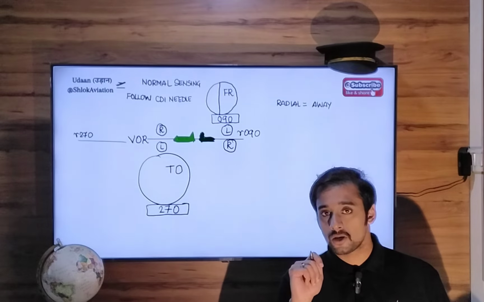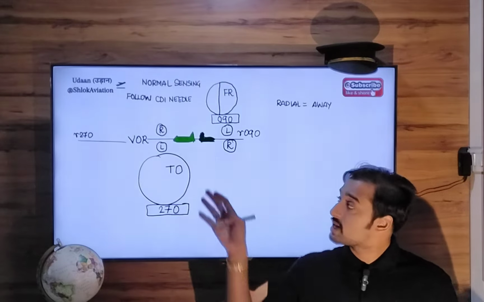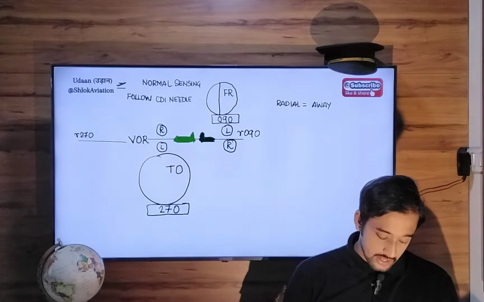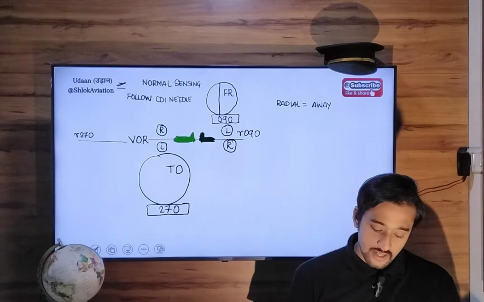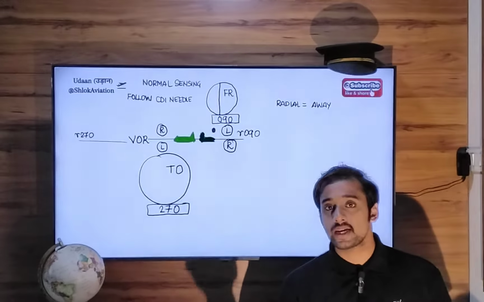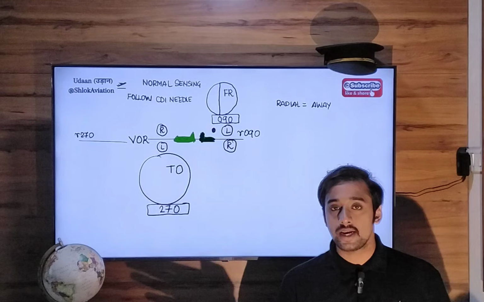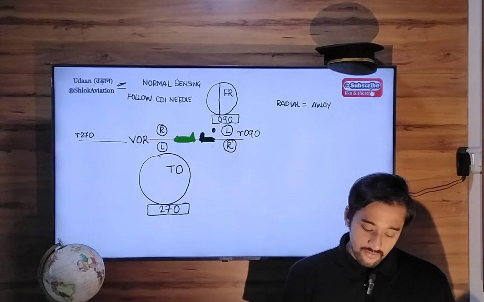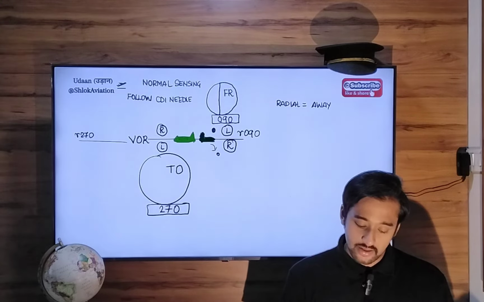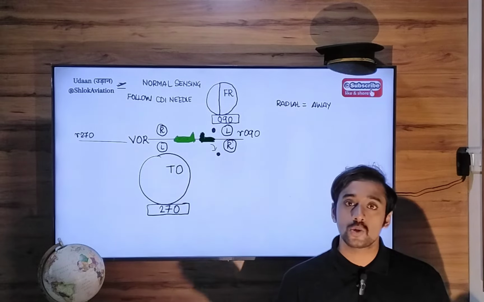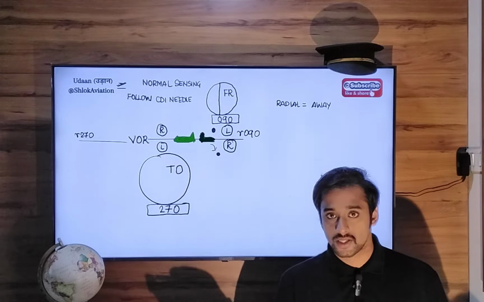So when you're going outbound, and you put radial 090, if your aircraft has deviated somewhere to the left hand side, in that case the needle will move to the right hand side, so you will turn right and come back to your original track. If your aircraft deviates to the right hand side, the needle will move to the left hand side, telling the pilot to go to the left where your original track is.